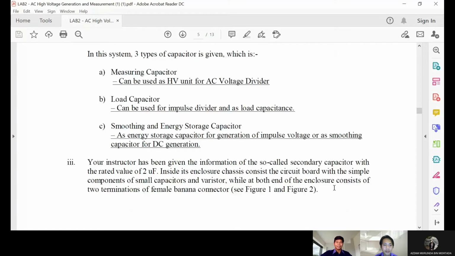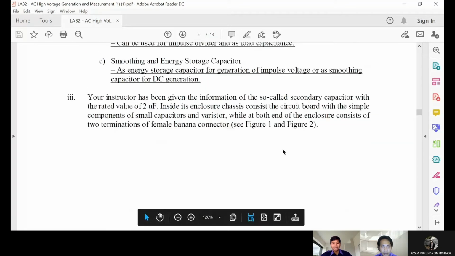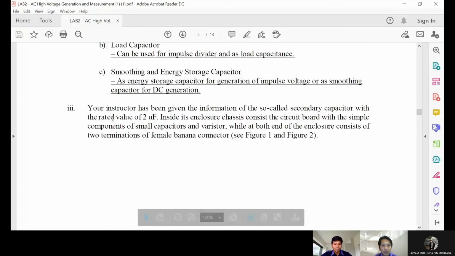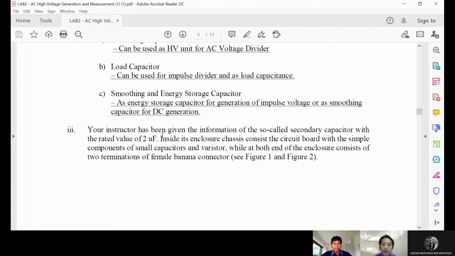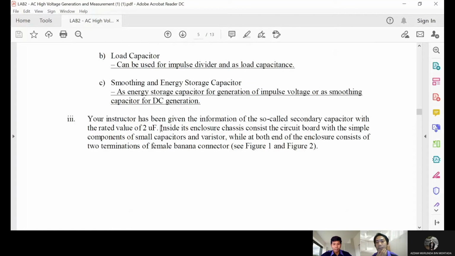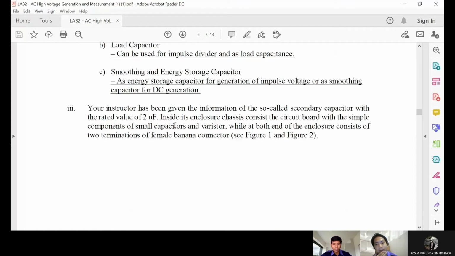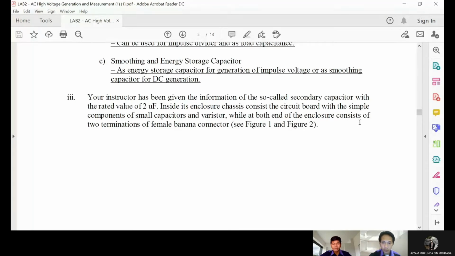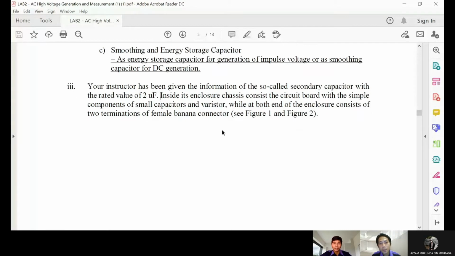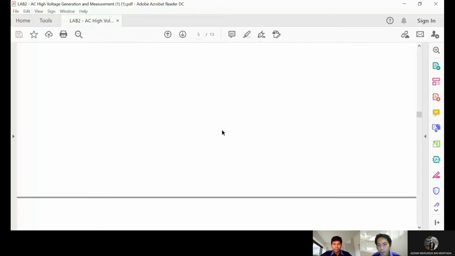Hello, Assalamualaikum. My name is Asyraf. I will continue with the 3 Roman question. In the 3 Roman question, they instruct me to do the inside of its enclosure chassis, which consists of a circuit board with simple components of a small capacitor and varistor, while at both ends of the enclosure there are two terminations of female banana connector. We will see this in figure 1 and figure 2.